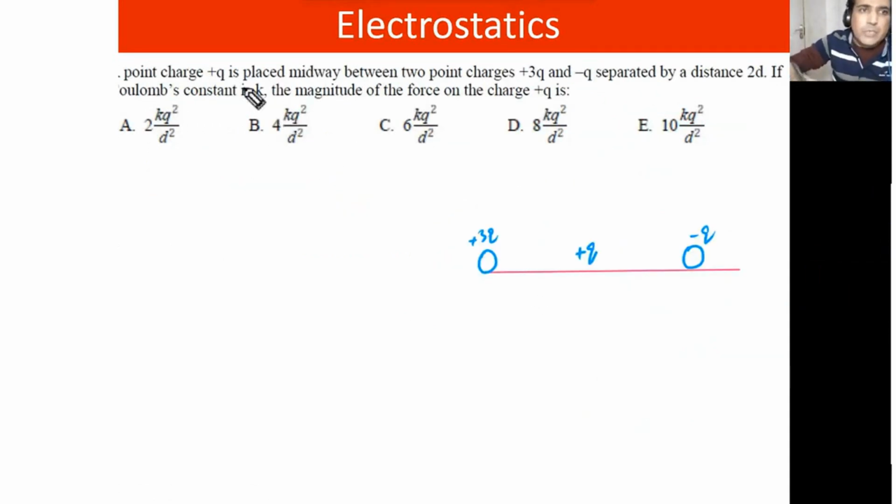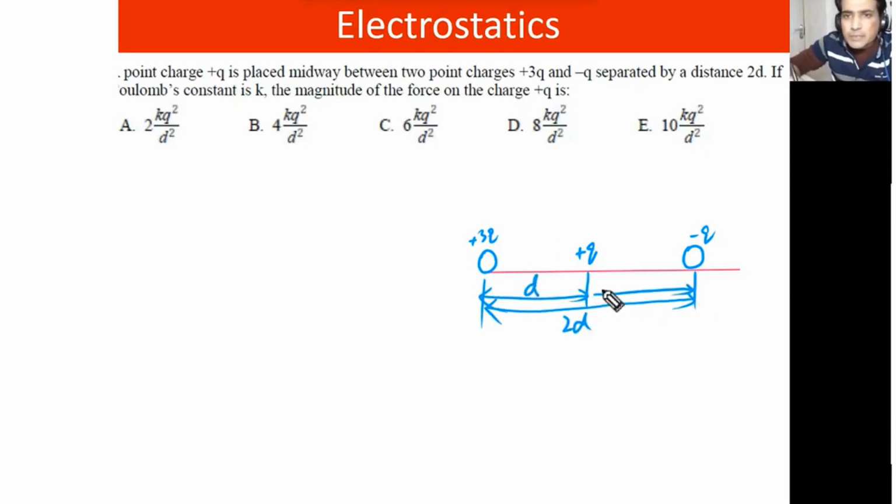Okay, for this one you need to understand: midway between two charges, plus 3q and minus q, separated by a distance 2d. We have these two charges placed here, and the point is placed midway, so this distance is equal to 2d, this distance will be d, and this distance also will be equal to d.